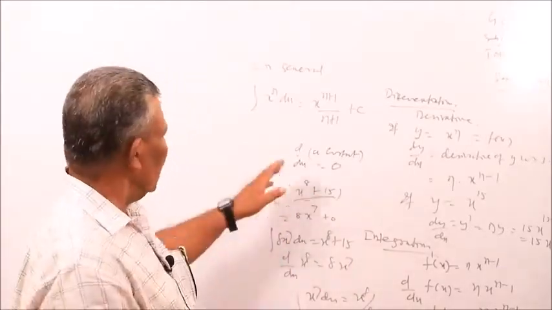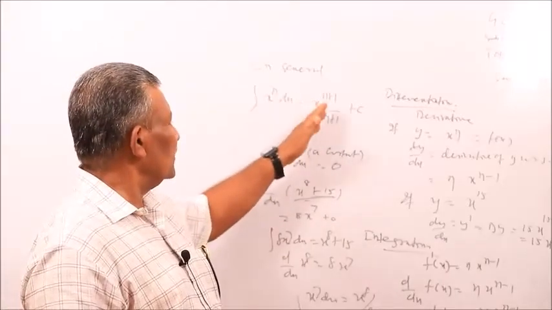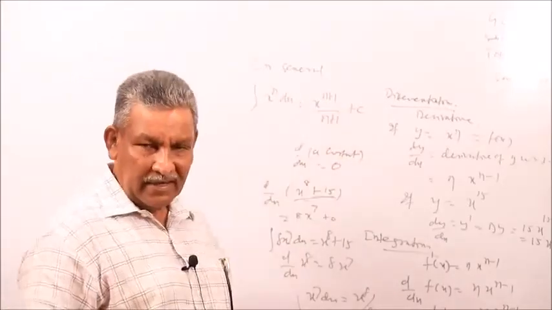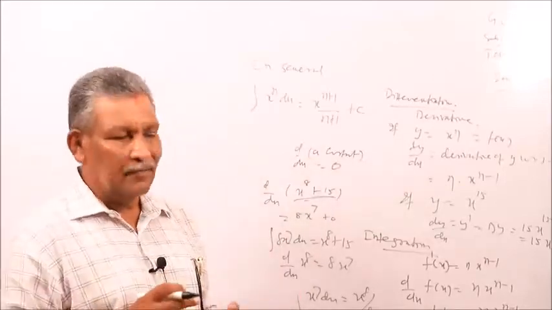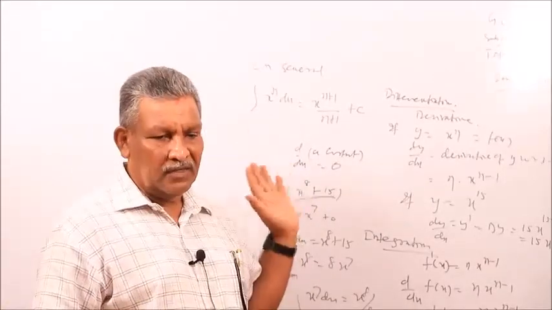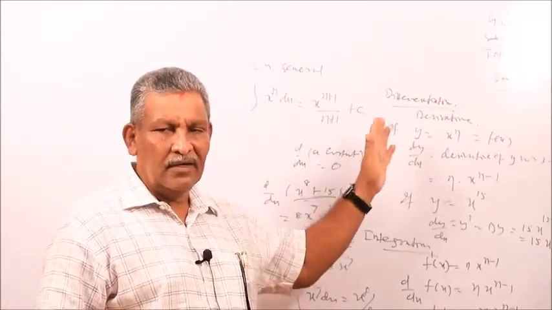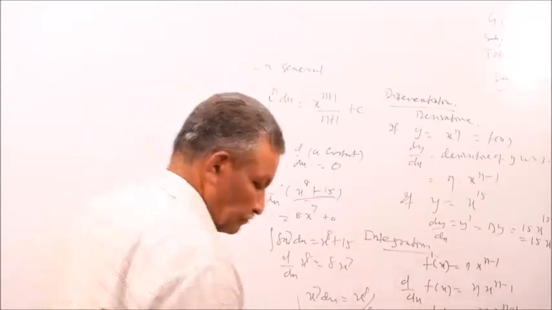Therefore in general we can take integral of x to the power n dx equal to x to the power n plus 1 by n plus 1 plus c. So for these binomial coefficients problems we have to omit our constant of integration c.